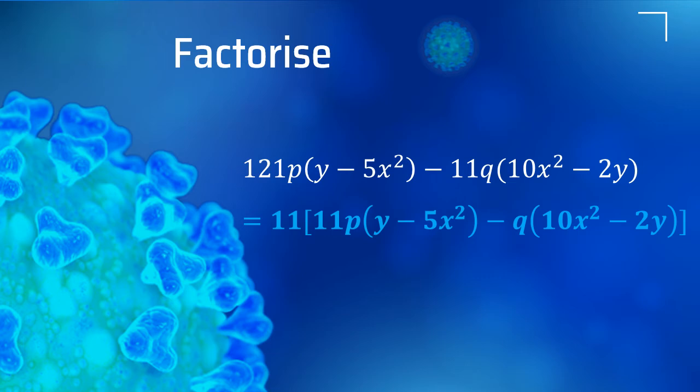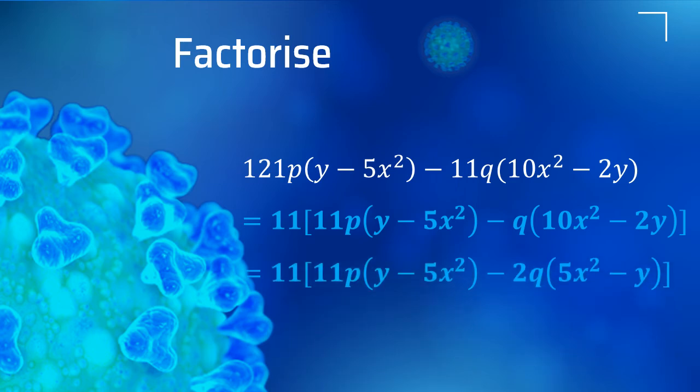You look in the small brackets. Y minus 5x squared. The second small bracket, 10x squared minus 2y. 10x squared minus 2y can be divided by 2. So I make it like this. I put 2 outside, become minus 2q. And inside, 10x squared divided by 2, we get 5x squared. Minus 2y divided by 2, we get minus y.